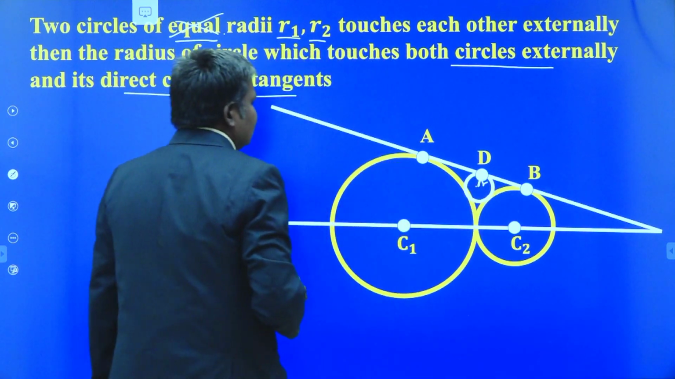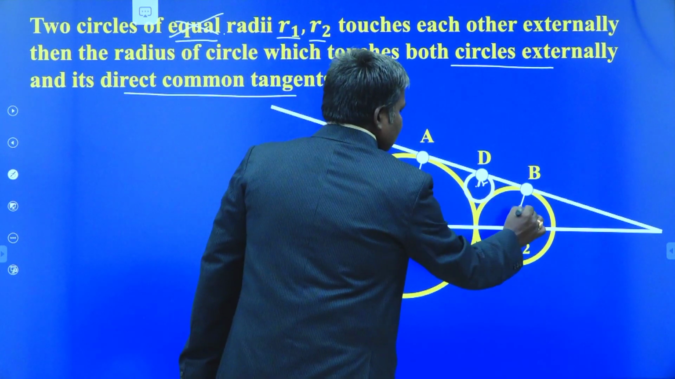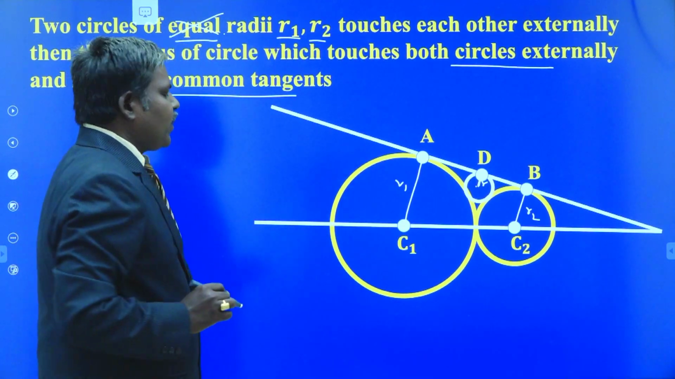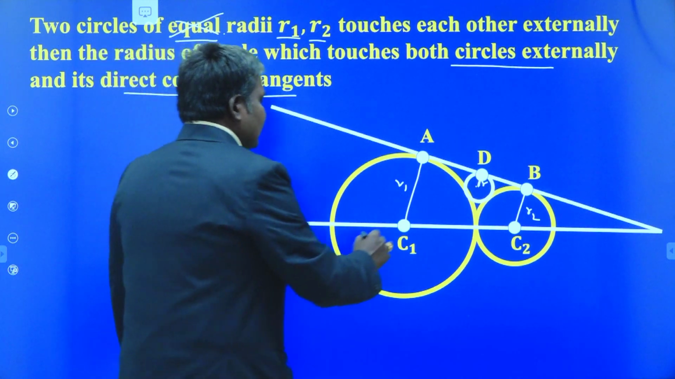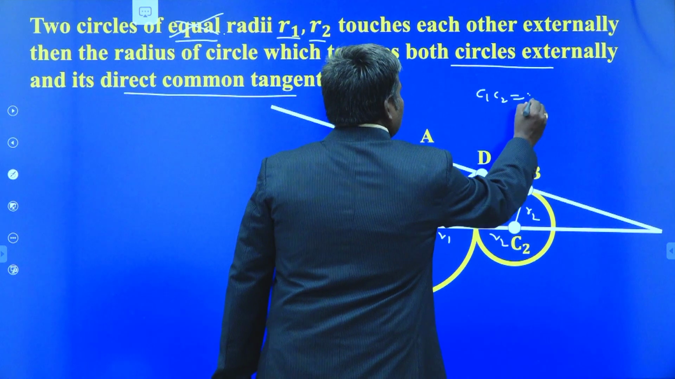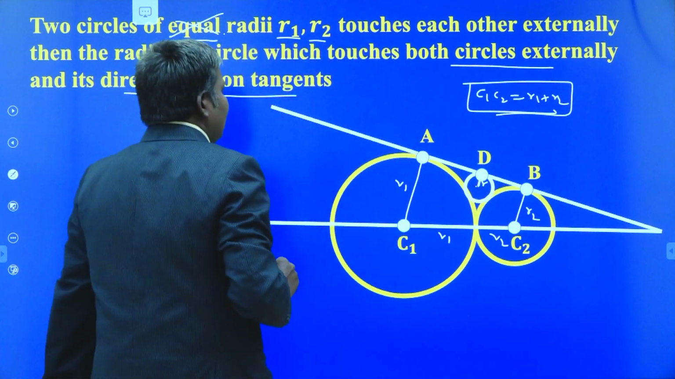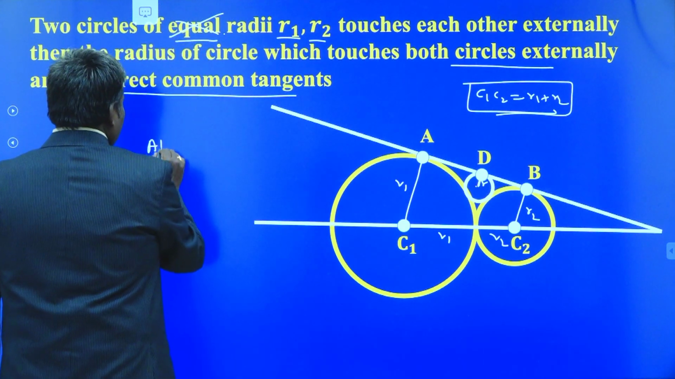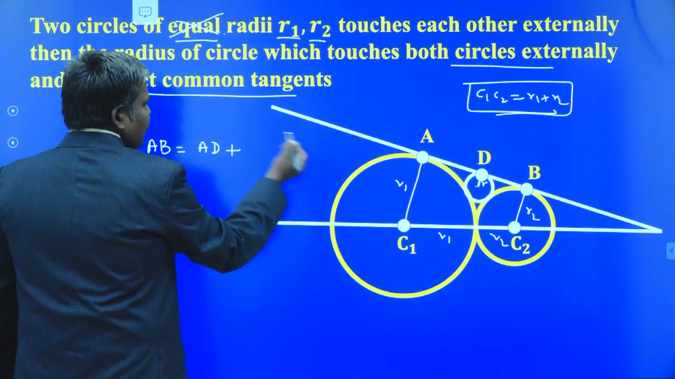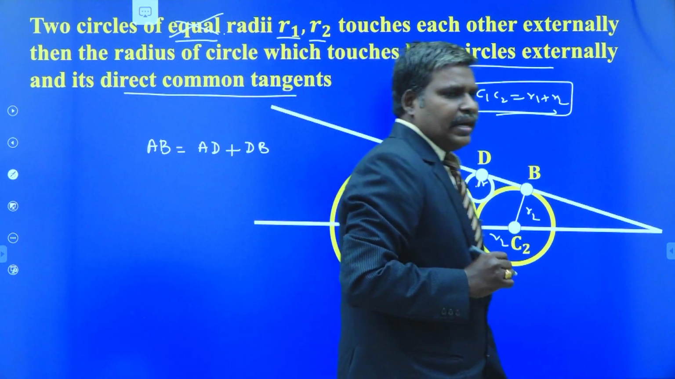Now you have to find out the radius of the circle. Suppose let R be the radius of the circle. R1 is the radius of the first circle. R2 is the radius of the second circle. Understand? What you have to find out? R. And two circles touch each other externally, so C1C2 is equal to R1 plus R2. This is the first condition. Now AB. What is AB? From the figure itself, AB is equal to AD plus DB.